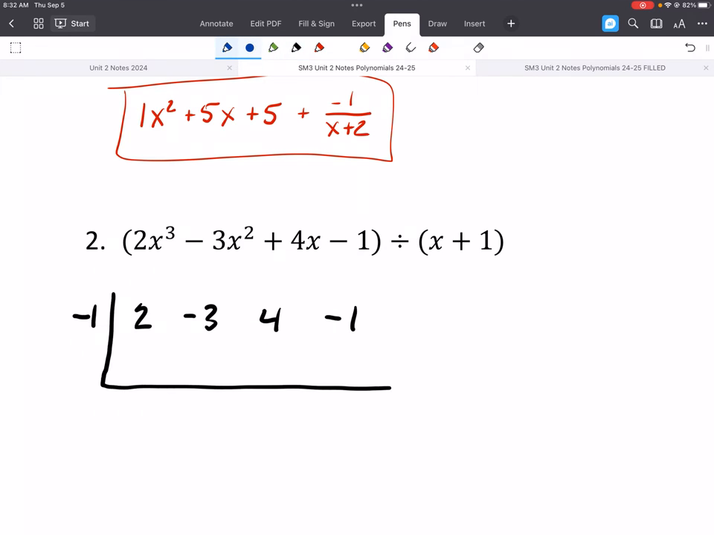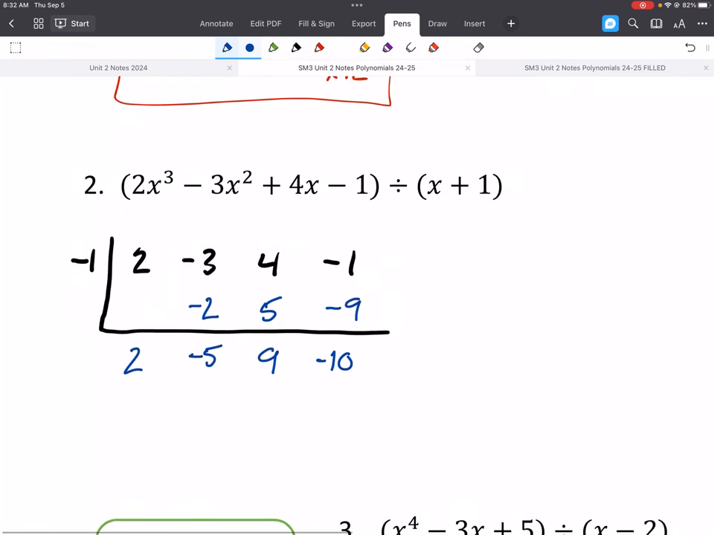Okay, now watch it. It's going to go really fast. Okay, so we drop it, we multiply. We add it, we multiply. We add it, we multiply, we add it. Okay? And let me just make sure I got this okay. It goes so fast. All right, this is a -10.